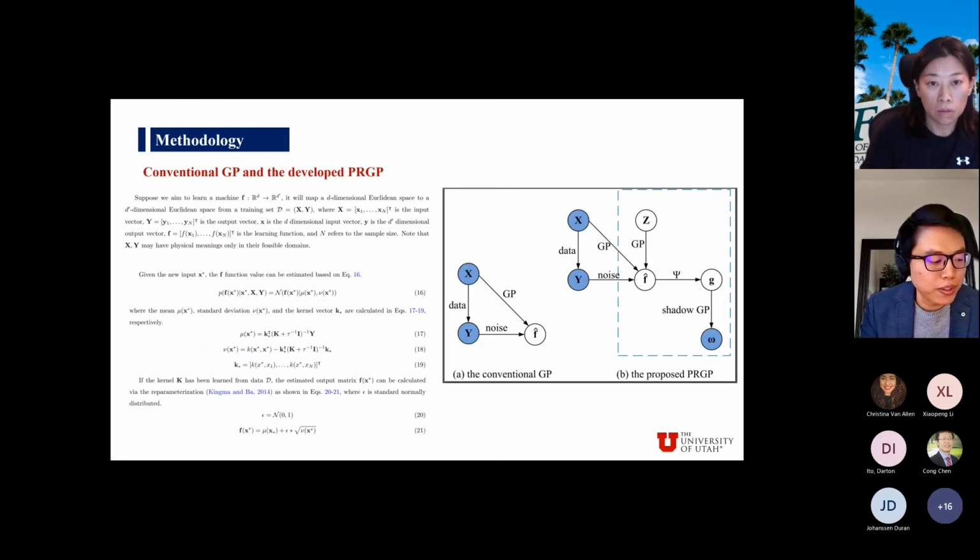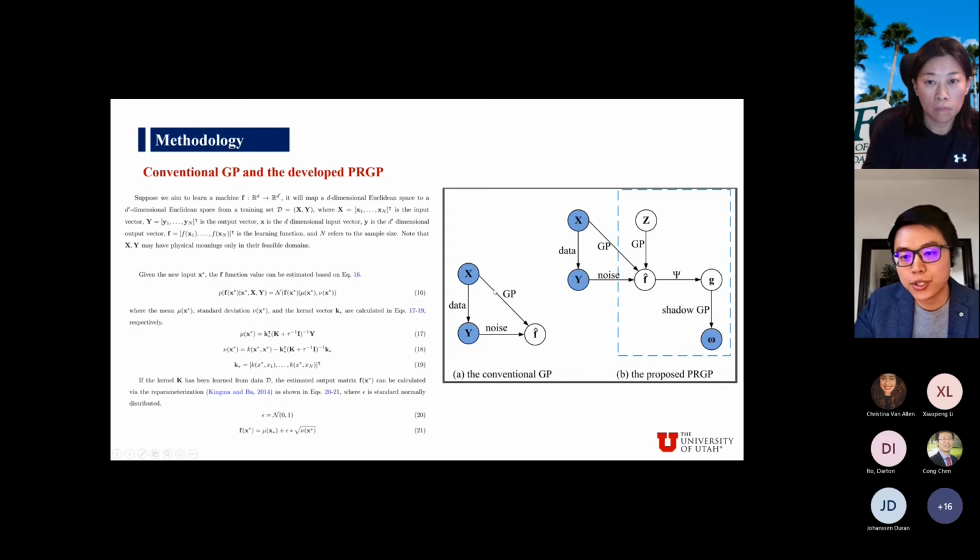So in terms of the methodology, there's a lot of theory behind this PRGP. So later on, I can share one of the papers we just published earlier this year that detailed all the model development process. But here I just want to give a big picture or the general logic of the model development process. So looking at this figure, the left-hand side is the conventional Gaussian process.